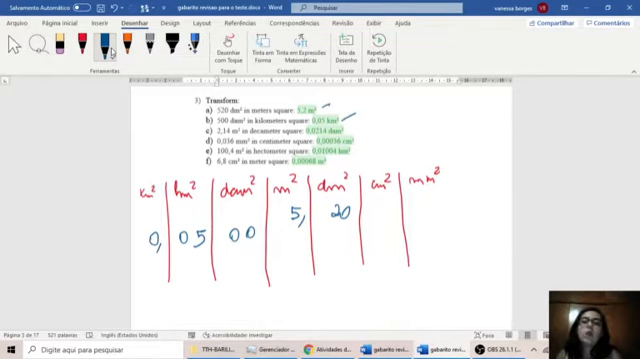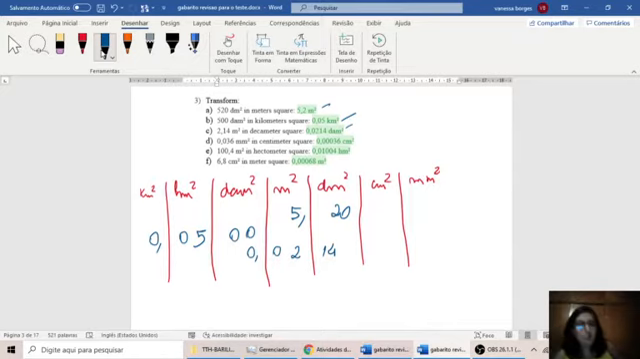Then I have this one. Okay, why didn't you put 0.0500? Because it's the same as 0.05, okay? Then 2.14 meter square in decameter. So I go to the left, right? And what must I do? I must erase the old comma.